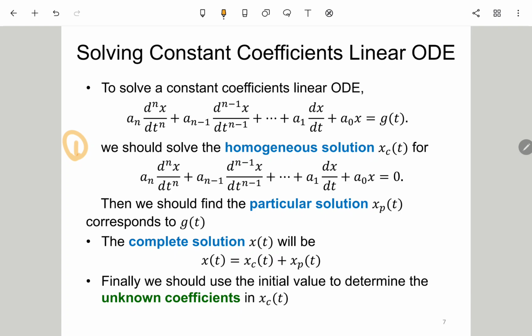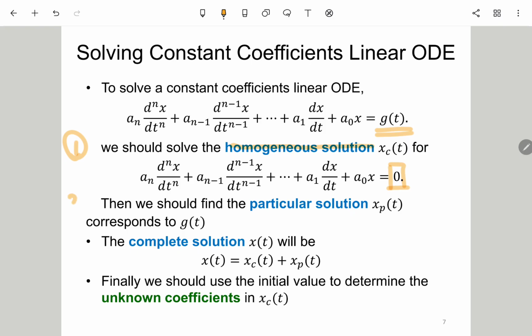So here, solving the constant coefficient ODE, the first step is to solve the homogeneous solution. The homogeneous solution means that on the right side, where there should be a function of time, we first try to make it a 0. We try to make it a 0. So we try to solve this first. This will be easy to solve.